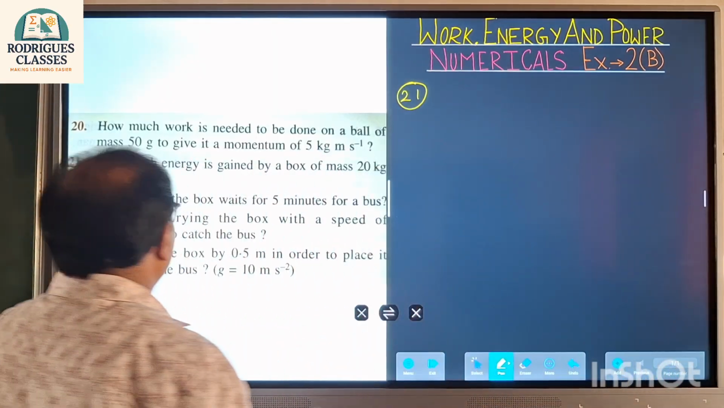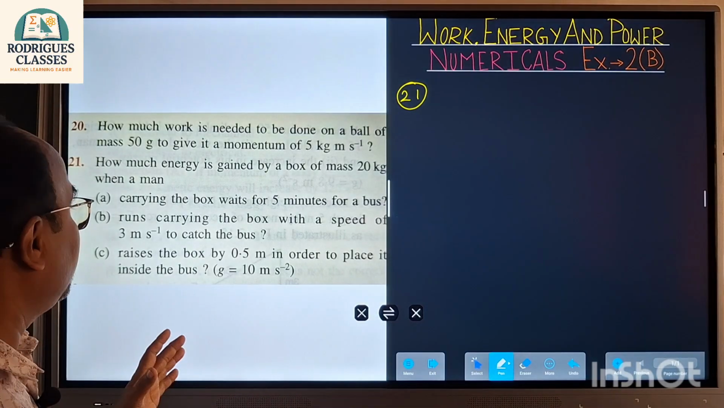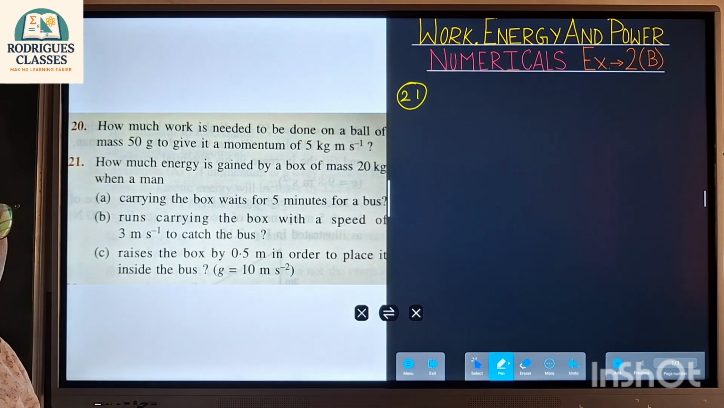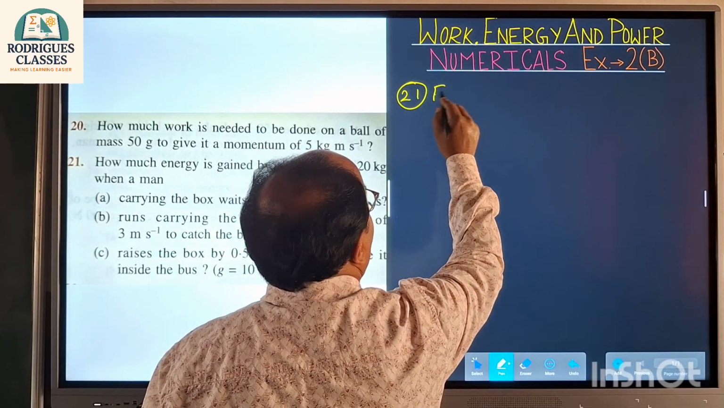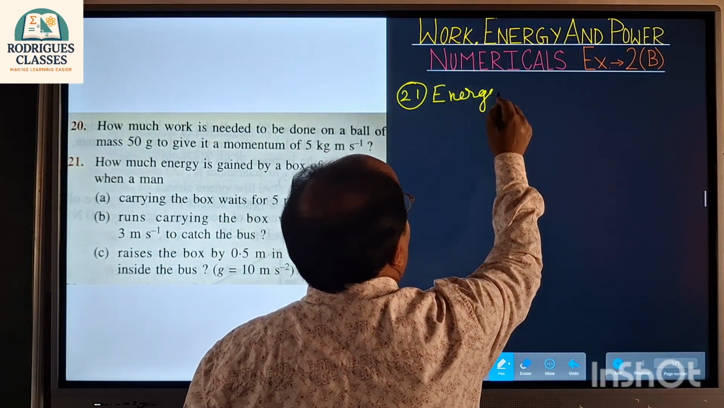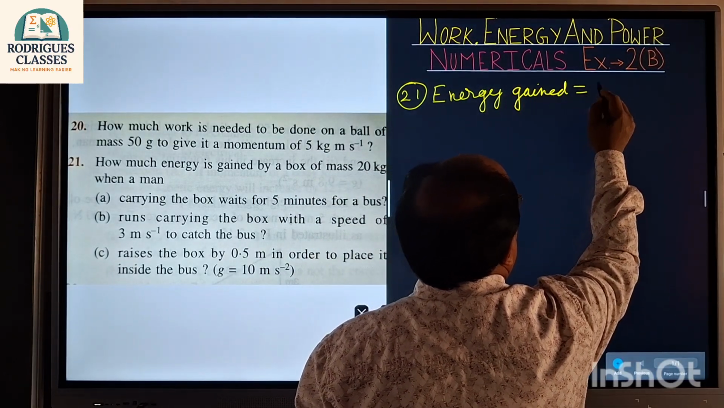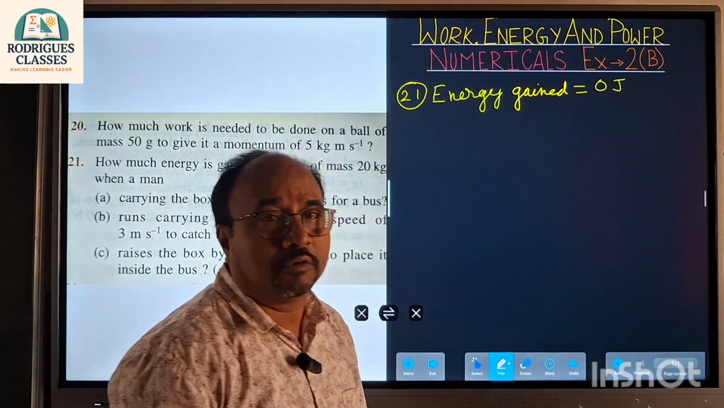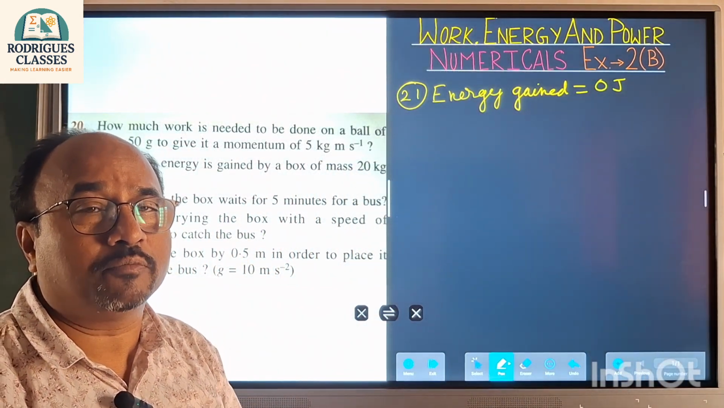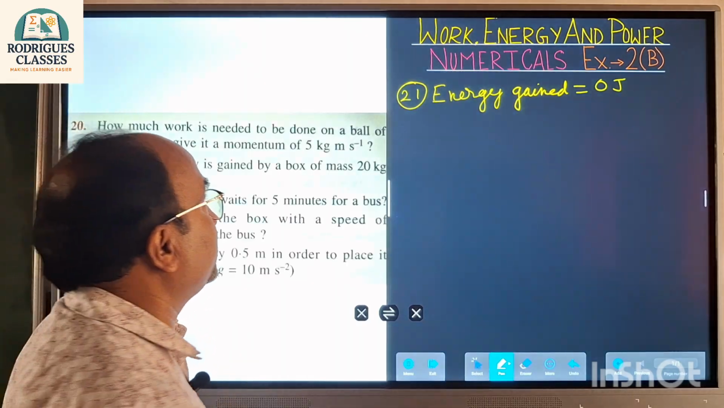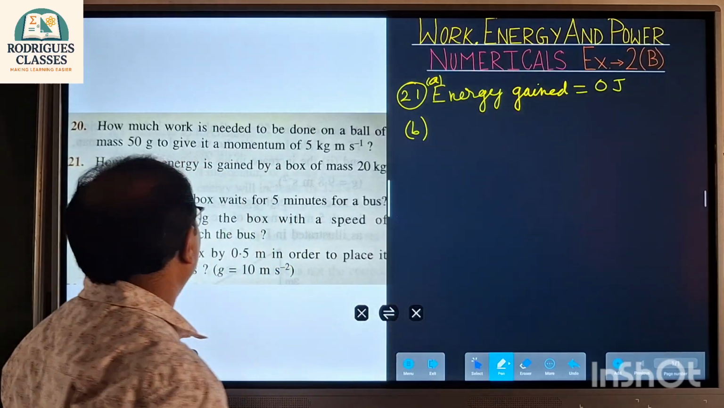So going by carrying the box and waits for 5 minutes, waiting, no lifting, no movement. So he will be doing no work, so energy will be 0. So how much energy is gained? Energy gained will be equal to 0 joule, because again I repeat, no movement, no lifting it up, so neither kinetic nor potential energy comes. So this is the A part. Now let us come to the B part.